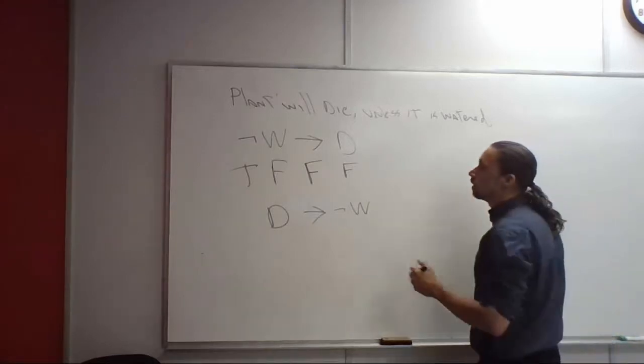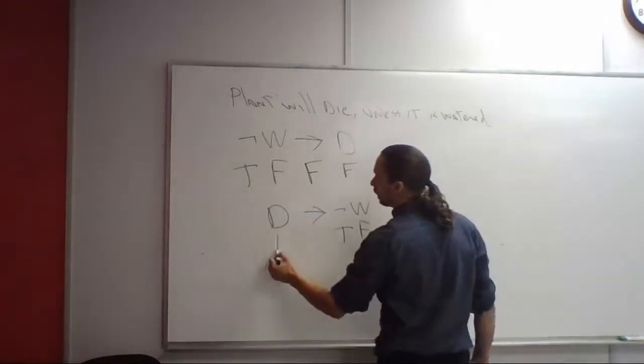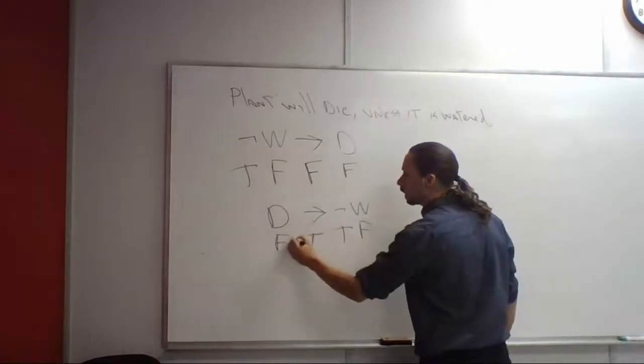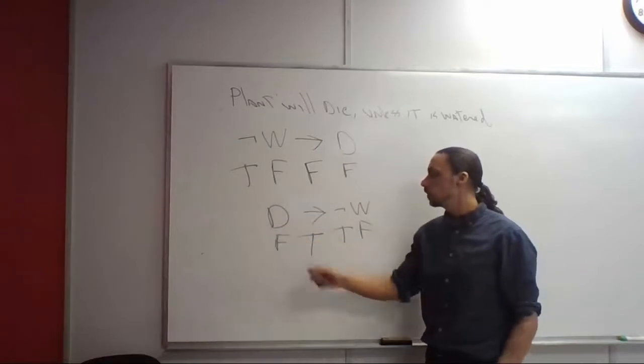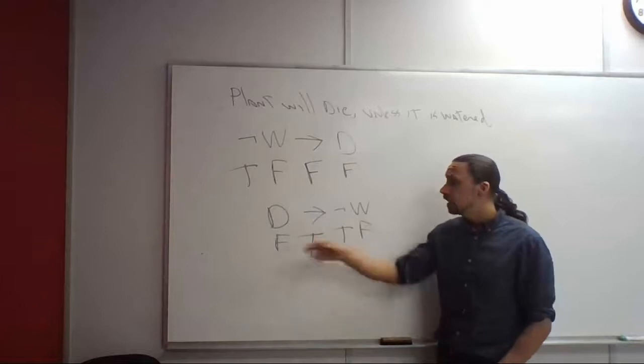So suppose not water is true and die is false. So false, true, true, right? Because on the conditional's truth table, if the antecedent is false, the conditional itself is true. So here I'm saying, well, I didn't water it, and it didn't die.